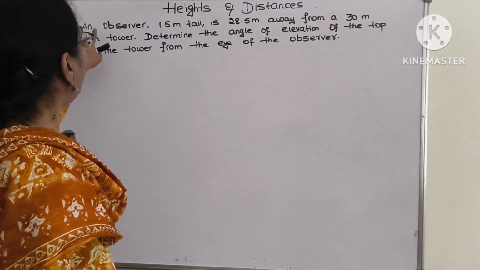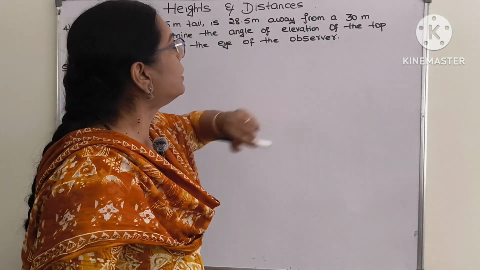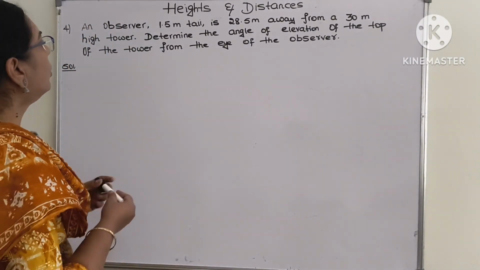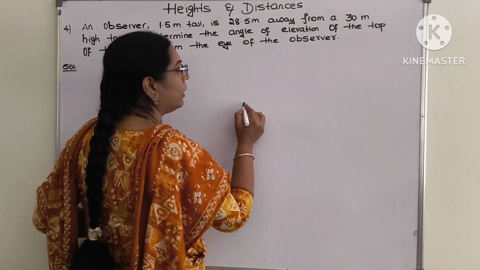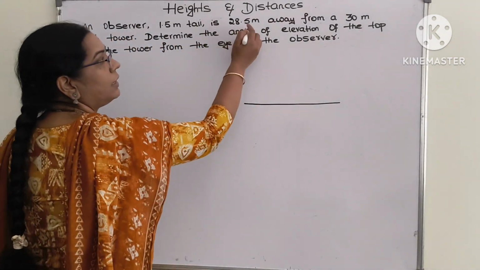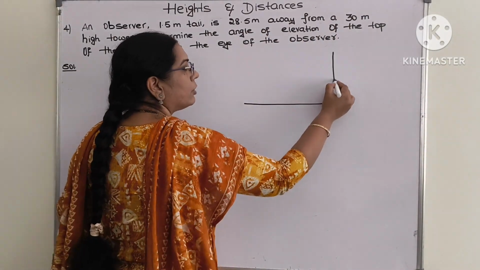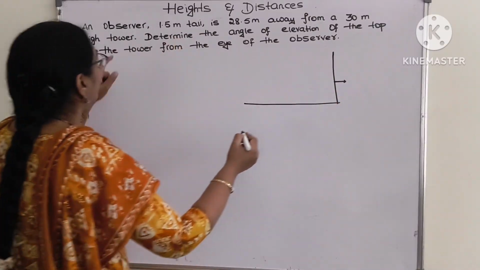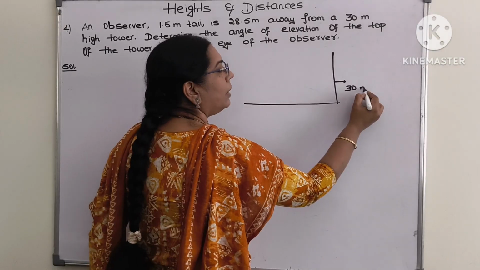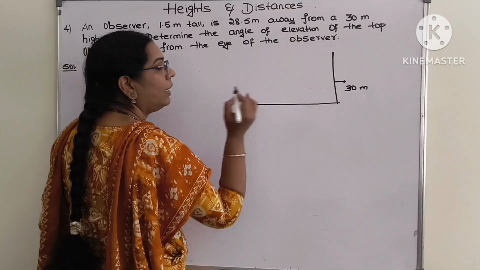The fourth one. An observer 1.5 meters tall is 28.5 meters away from a 30-meter high tower. Okay, let us understand. So there is an observer. Let this be the ground. And where is the observer? Observer is 28.5 meters away from a 30-meter tall tower. So this is the tower. What is the height of the tower? Height of the tower is 30 meters. And how far is the observer? 28.5. So here is the observer.